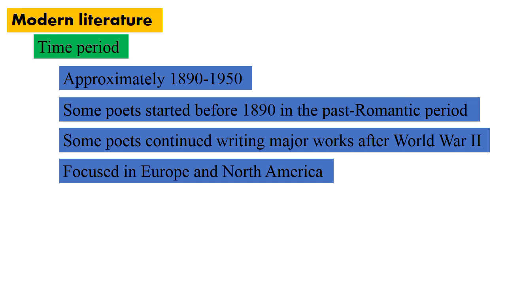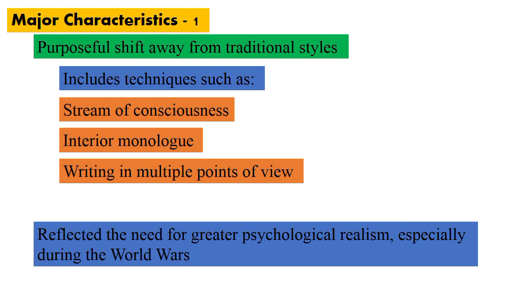The focus was in Europe and North America. This is a British lit class generally, and so we're going to focus in those areas. Some major characteristics of the modernist style: there's a purposeful shift away from traditional styles. It makes sense that the literature would reflect the technology and the changes in industrialization and the changes in the way people thought about life and death.